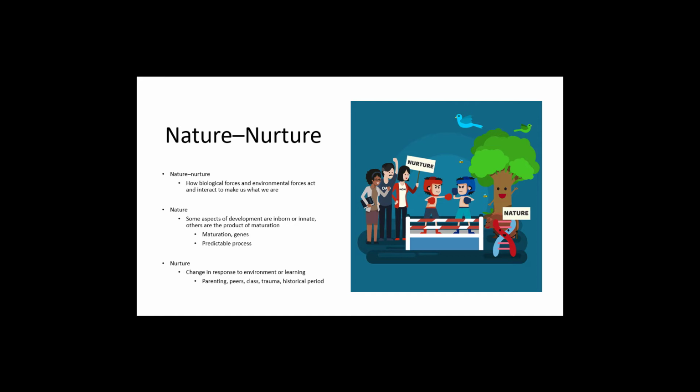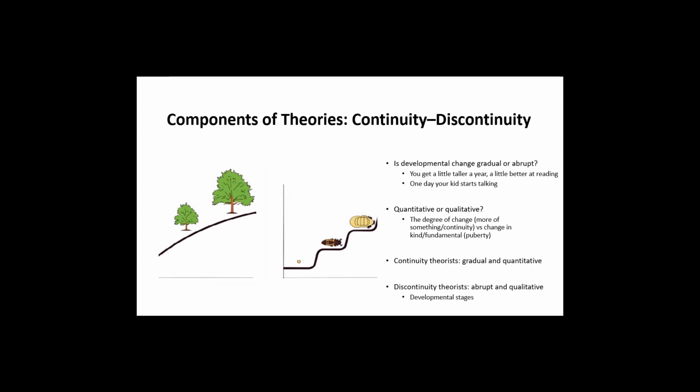Components of theories: continuity and discontinuity. This gets at the question, is developmental change gradual or abrupt? You get a little taller each year, a little better at reading, or one day you just know how to read, you just know how to talk, for example. It's quantitative or qualitative, so that's one aspect of this. That's the degree of change: continuity refers to quantitative change, or qualitative change, which refers to change in kind, fundamental, like puberty.